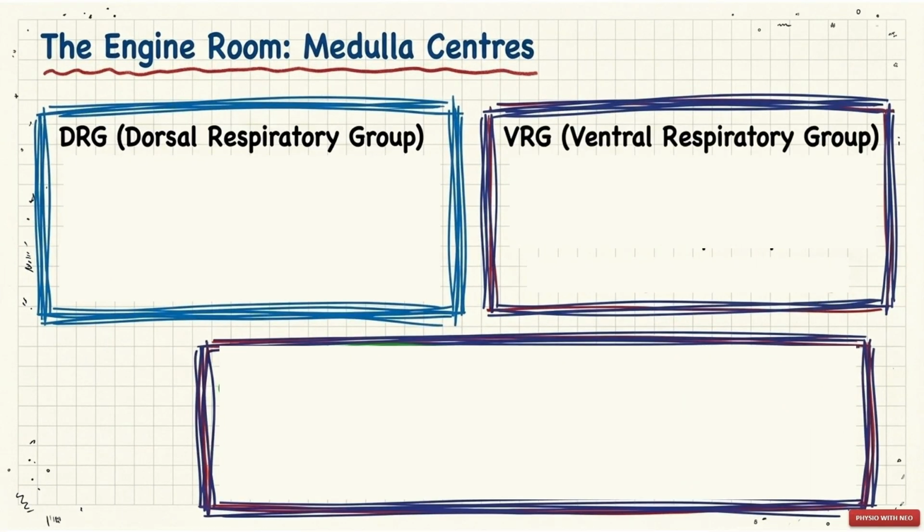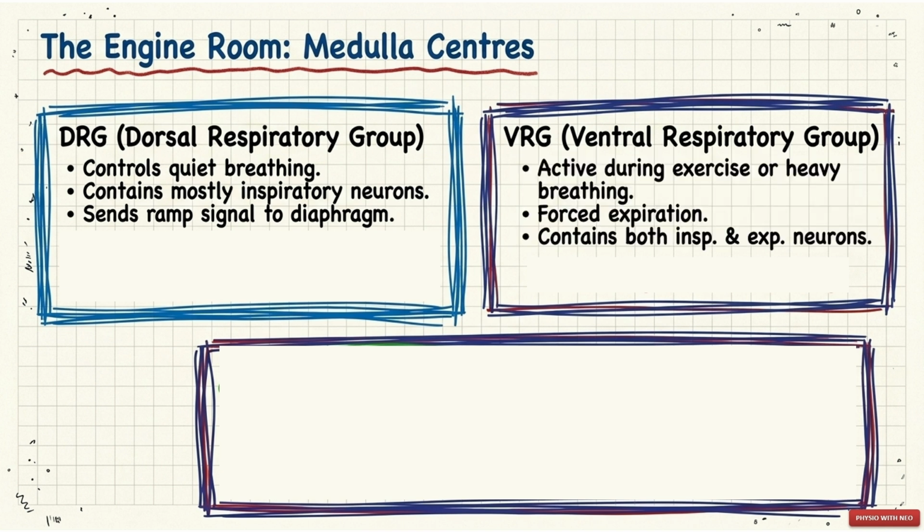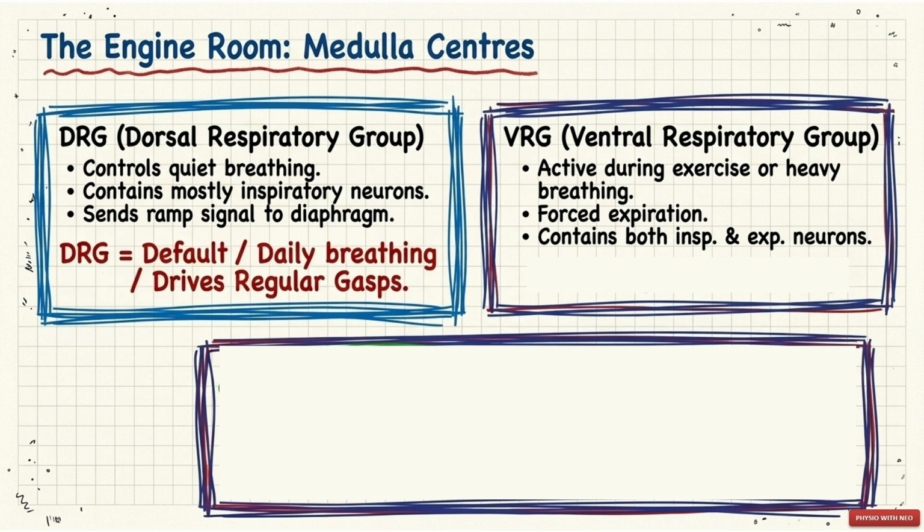The dorsal respiratory group controls quiet breathing, contains mainly inspiratory neurons and sends ramp signals to the diaphragm, whereas the ventral respiratory group is active during exercise or heavy breathing and is responsible for forced expiration. It contains both inspiratory as well as expiratory neurons. So DRG stands for default or daily breathing, which drives the regular gasps, whereas for the ventral respiratory group, V is for vigorous breathing.